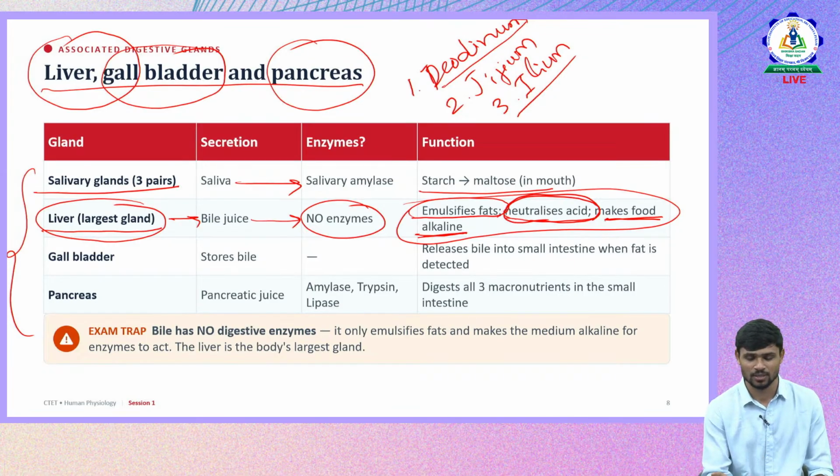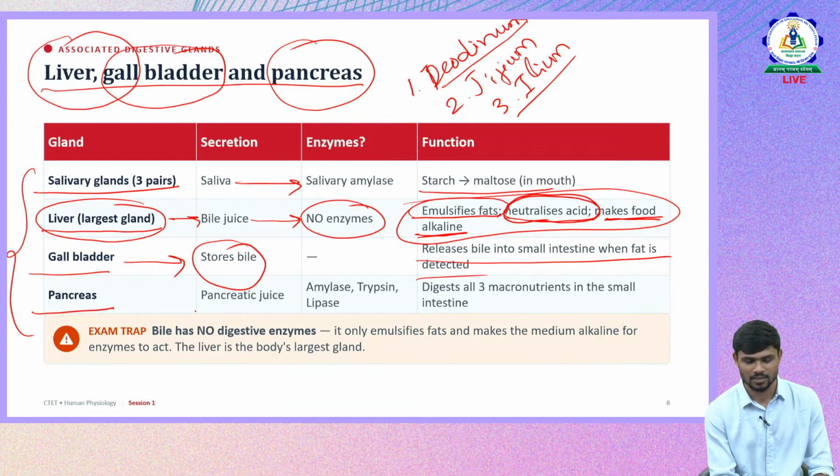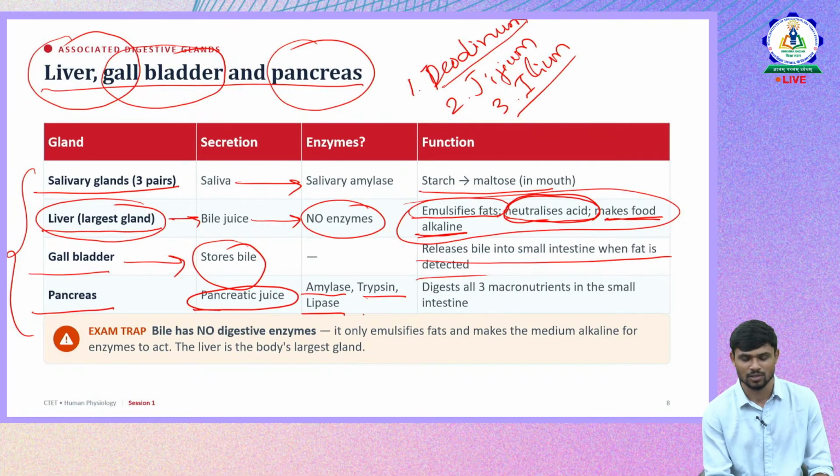Questions were repeatedly asked from this, so please remember. The gallbladder is just a part of the liver. It just stores the bile juice and releases it into the small intestine. Then the pancreas. There are pancreatic juices like amylase, trypsin, lipase and so on. Lipase, we discussed, is for fat, and amylase for starch.